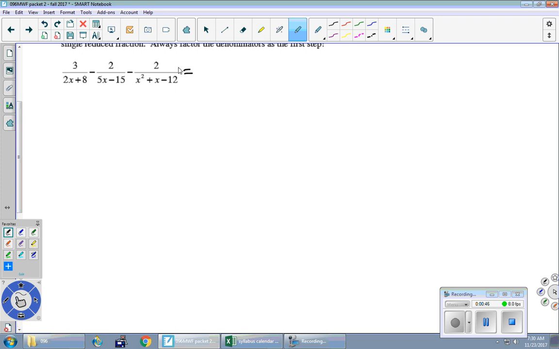The first denominator is a 2x plus 8. And our first kind of factoring to always look for is to pull out the greatest common factor. In this case, that's a 2. And we're left with an x plus 4. So that one's factored. I'm going to leave a little bit of space on this fraction.